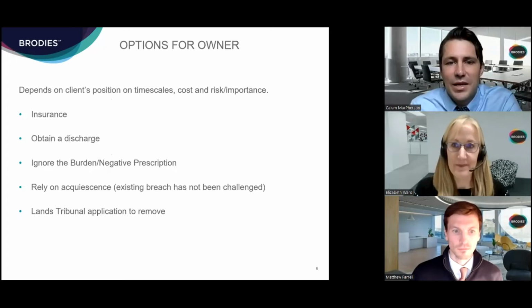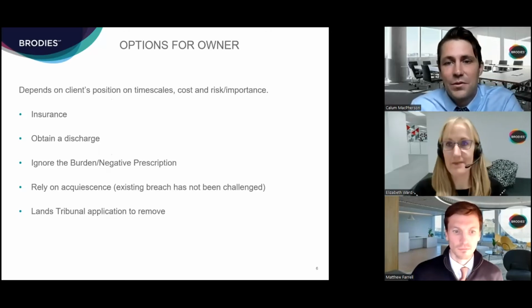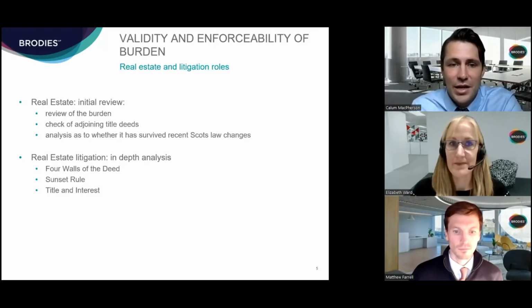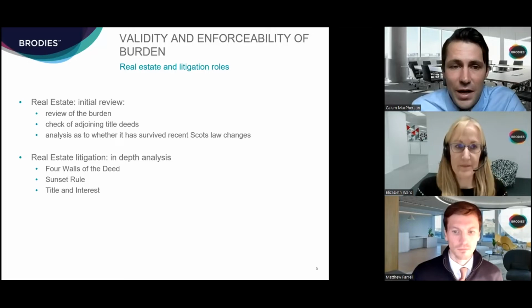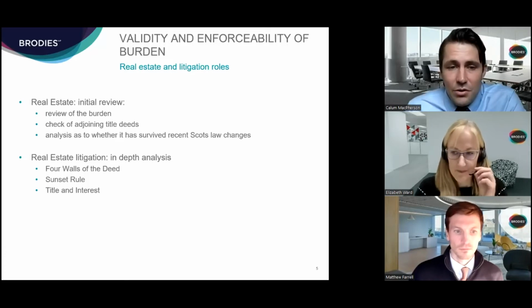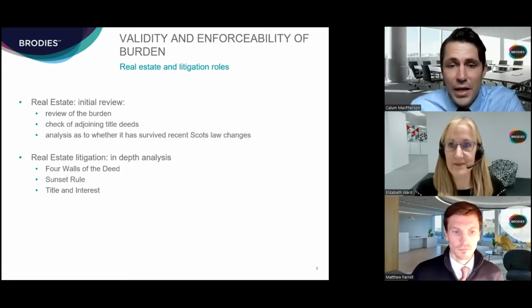When one of these cases is passed to us, the first thing we do is carry out a forensic analysis of the burden in order to establish whether or not we think the condition is enforceable and valid. The law surrounding title conditions is complex, and not all conditions appearing in titles are valid and enforceable.